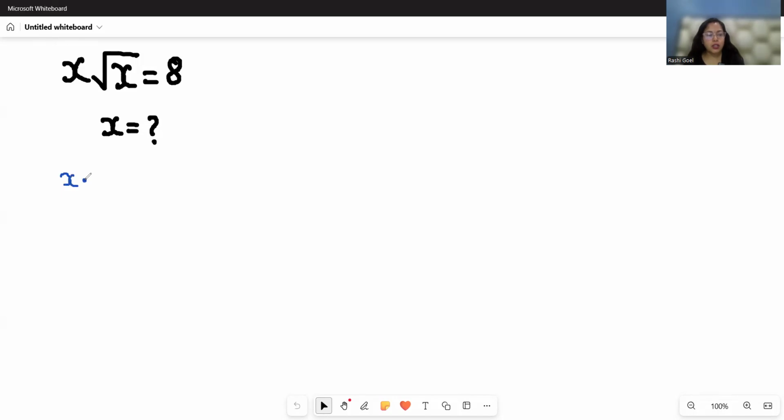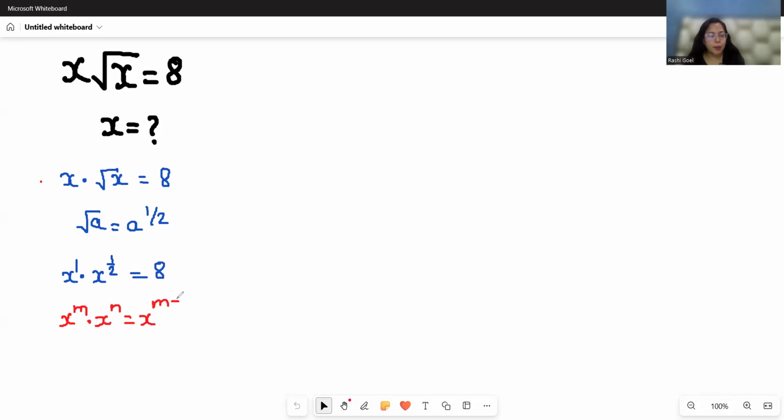So this we can write as x times root x equal 8, and as per exponent rule, root a we can write as a power 1 by 2. So it becomes x power 1 times x power 1 by 2 equal 8. Now as per exponent rule, x power m times x power n is x power m plus n. So this becomes x power 1 plus 1 by 2 equal 8. So x power 2 plus 1 over 2 equal 8.